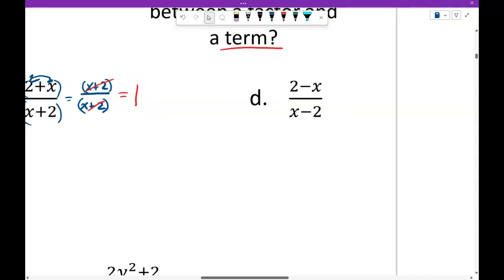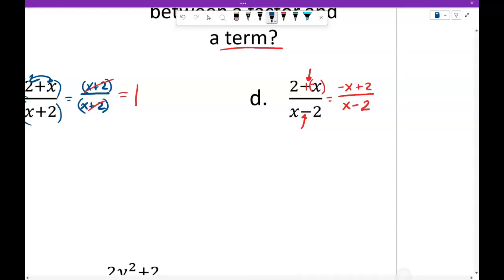Now D is very similar, but the difference here is we have subtraction, and subtraction is not commutative. We can rearrange if we rewrite this as plus negative x, and rewrite it as negative x plus 2 over x minus 2, and we're getting closer to something that we can use to simplify. The terms match up, but the signs are different.